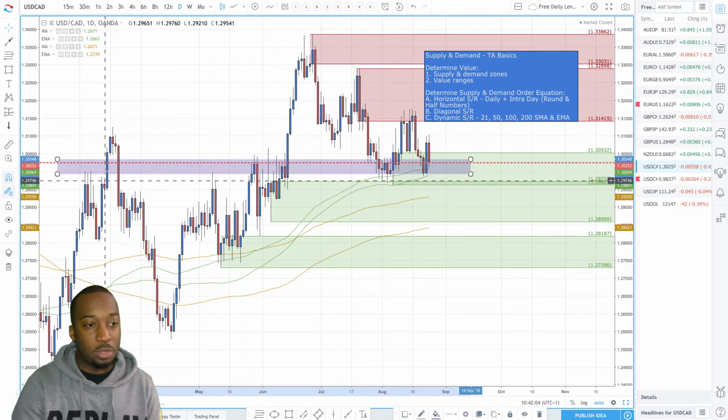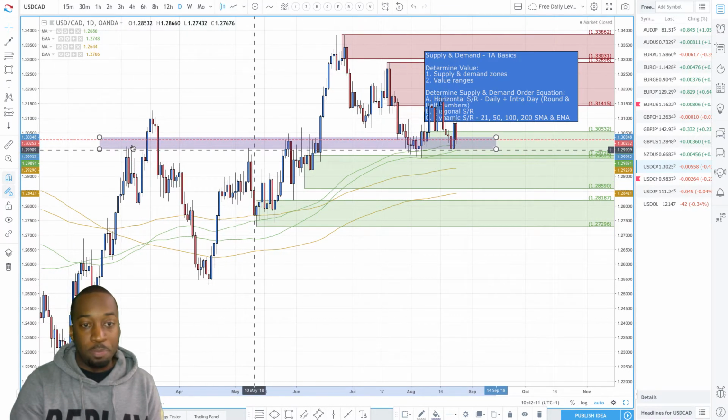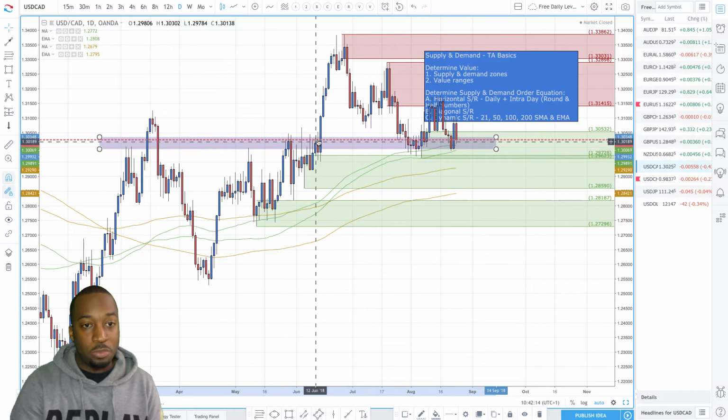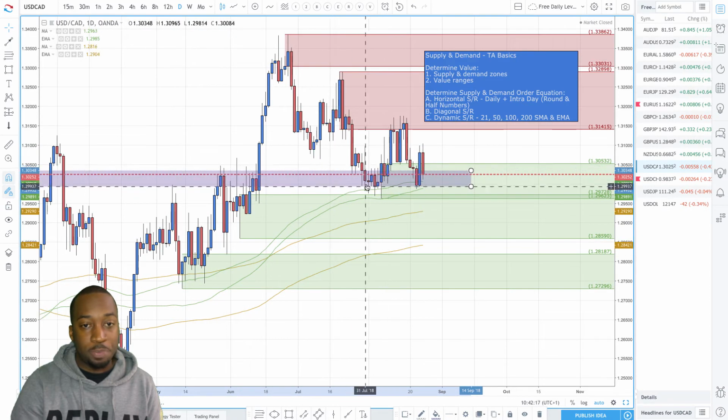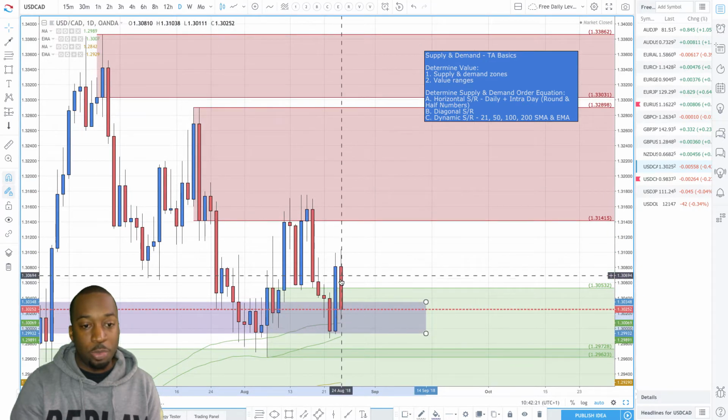Say false breakout. I don't like using that term, but traders use it all the time. I'd rather call it a stop hunt, depending on what happened to the left of that. Anyway, you've got resistance, resistance, resistance, resistance, and then we have some support. So traders, we've been looking at this level.